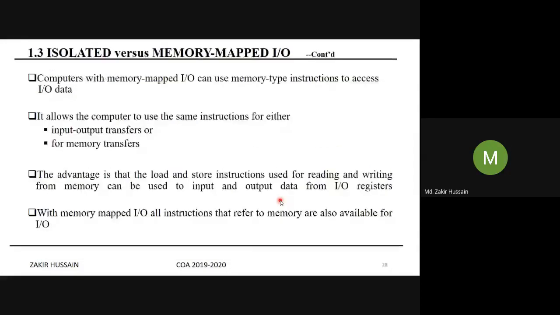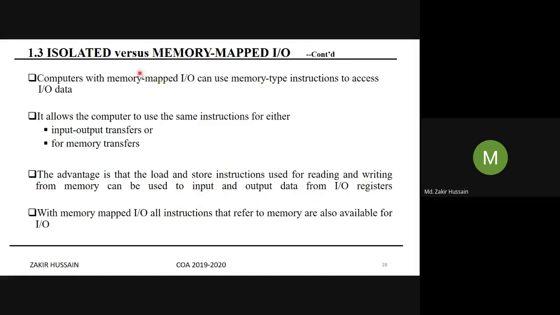Let us move to the same memory map. Computers with memory mapped I/O can use memory type instructions to access I/O data. This is again what we discussed several times earlier. Because there are no separate control signals, the same control signals are used to access the memory as well as the I/O. So it allows the computer to use the same instructions for either input-output transfers or memory transfers. The advantage is that the load and store instructions used for reading and writing from the memory can be used to input and output data from I/O registers.